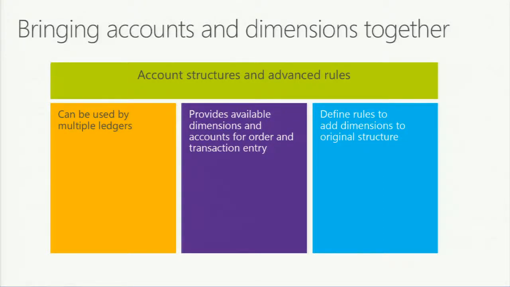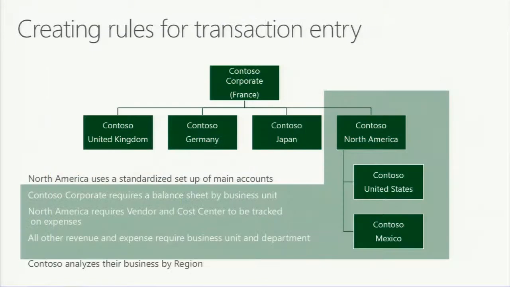Okay, so we've created a shared chart of accounts. We've created a couple different dimensions. Now we need to bring it all together so that you can really see the end-to-end. And that's where the 2012 account structures and advanced rules come into play. Okay? The account structures and rules can be used again by multiple ledgers. So we have a shared setup again to reduce that maintenance. One of the main things that the account structures and ledgers are going to do is provide that order for transaction entry. So not only do they limit what accounts and dimensions you post to, but they define an order of entry as well. So let's go ahead and talk about what we're going to cover.